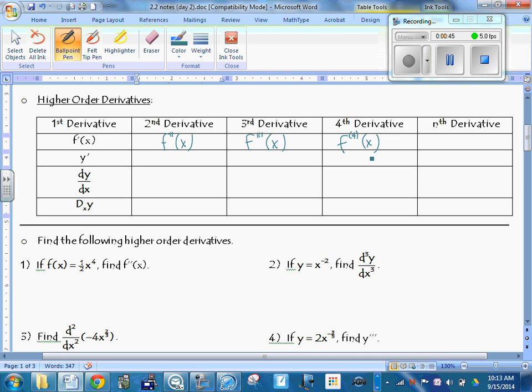Again, you're not going to see it very often. If you do, it's going to be like a multiple choice AP question, maybe one time. Over here, anything bigger than 3, we're just going to put that number in the parentheses like that.